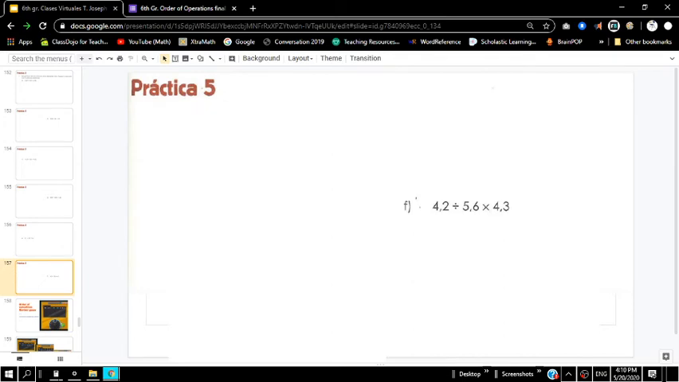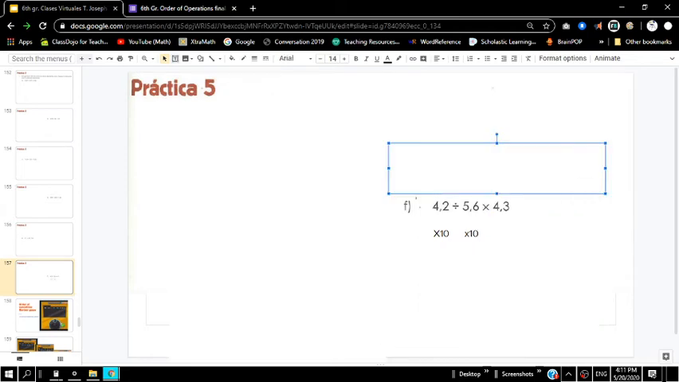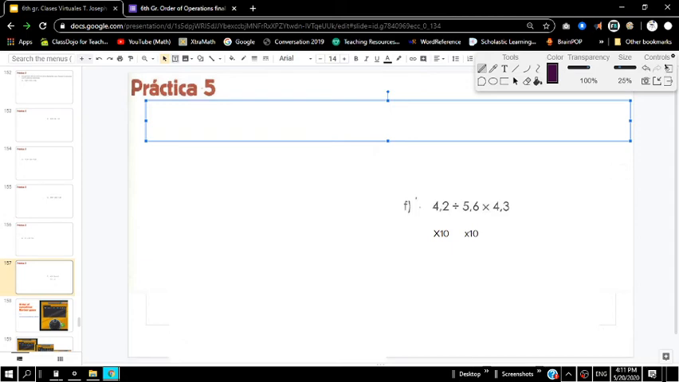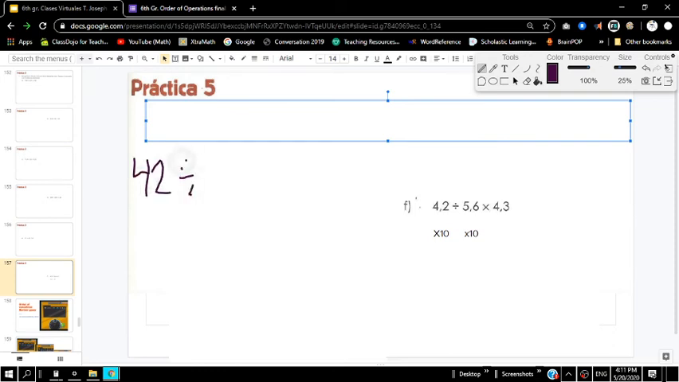Letter F is also going to be very difficult because we have division and multiplication. Since we do it from the left to the right, we're going to be dividing 4.2 divided by 5.6. As I explained before, if we multiply both sides by 10, we're going to get rid of those decimals. So we multiply this by 10, and we multiply this by 10. By doing that, we're going to change the problem: 4.2 changes to 42 divided by 56. It's going to be the same thing as 4.2 divided by 5.6.